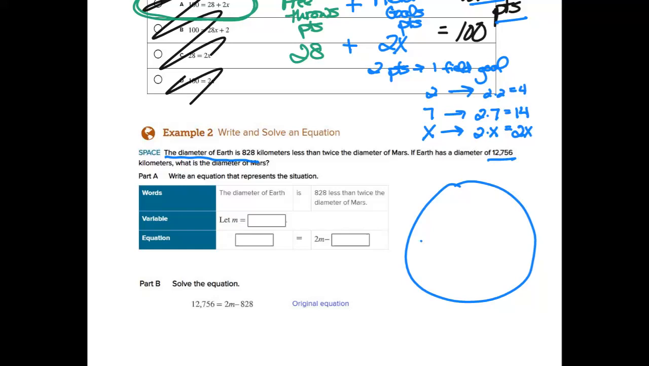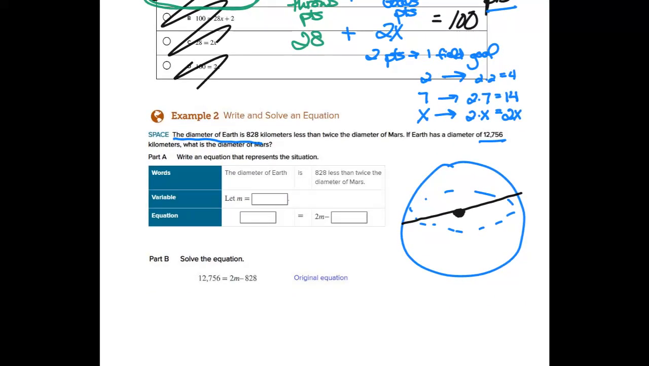First of all, what is a diameter? It's not the circumference. It is a line that goes through the center. It's a line segment that goes through the center of the Earth sphere, as you would say. Okay, so that's my diameter.